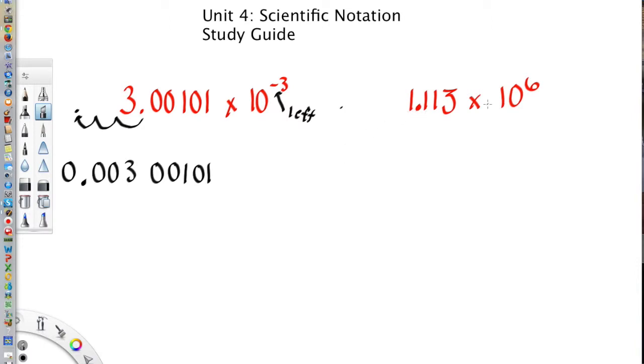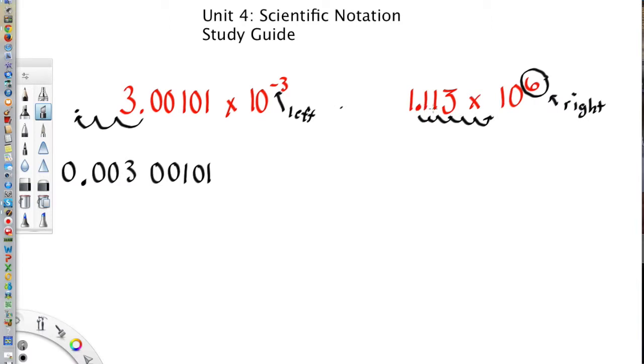Over here, our next problem, we've got the number 1.113 times 10 to the 6th power. Once again, our exponent's in charge. It tells the decimal point what direction to move, and since it's positive, I'm going to go to the right. It's a positive exponent, so it's telling me to move to the right, and the distance is 6 places to the right. So I'm going to go 1, 2, 3, 4, 5, 6.